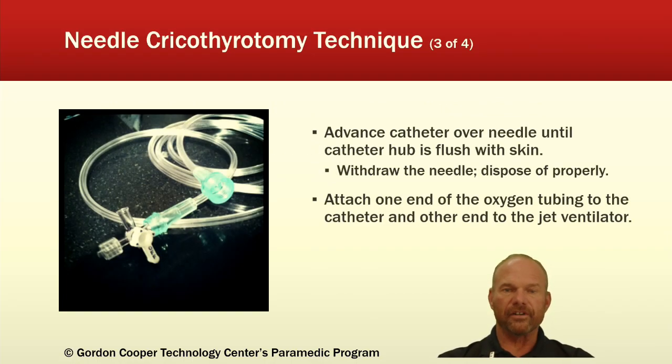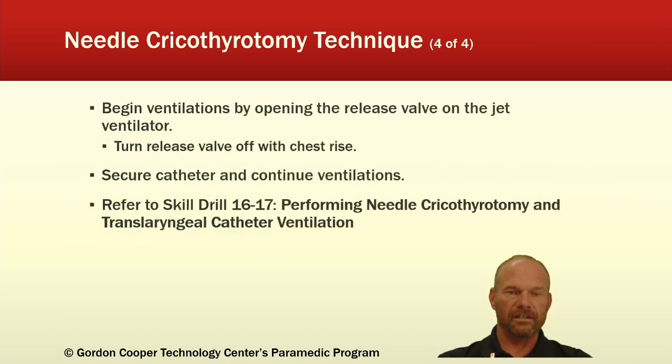And advance the catheter over the needle until the catheter hub is flush with the skin. Withdraw the needle, place it in a puncture-proof biohazard container, obviously. And then you'll attach your jet ventilator on there. So carefully advance the catheter over the needle until the hub is flush with the skin. Once the catheter is fully advanced, then you'll withdraw the needle completely. We mentioned make sure you dump it into your sharps, connect your tubing.